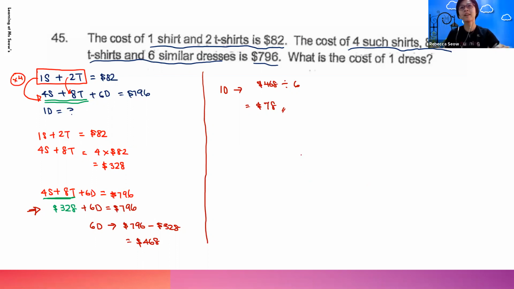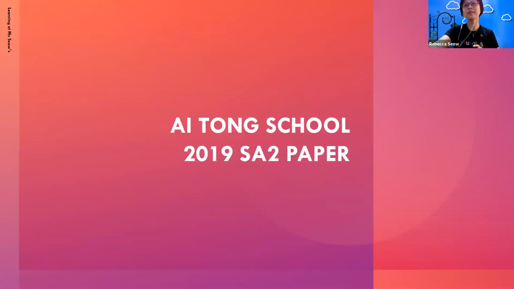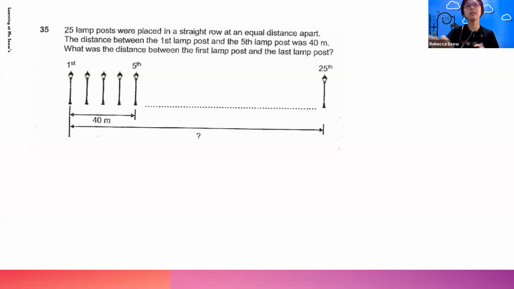Okay, but moving on to the last question over here. This is taken from Aitong School, 2019 paper from SA2. Question 35, the lamppost question. I think some of you might be familiar with this. Take some time to work it out, and we'll go through it in a minute.